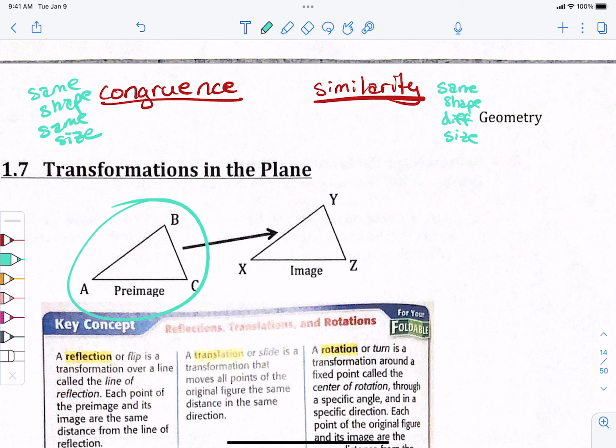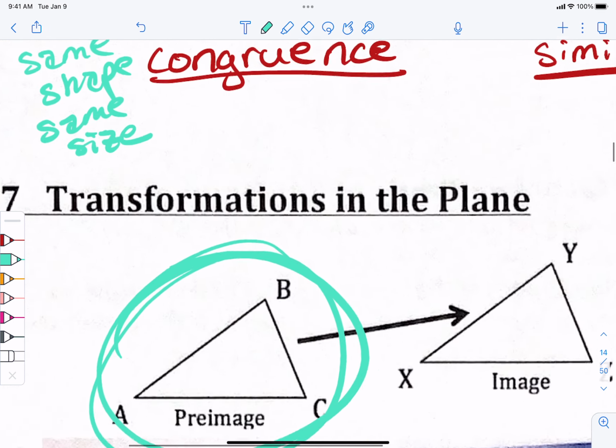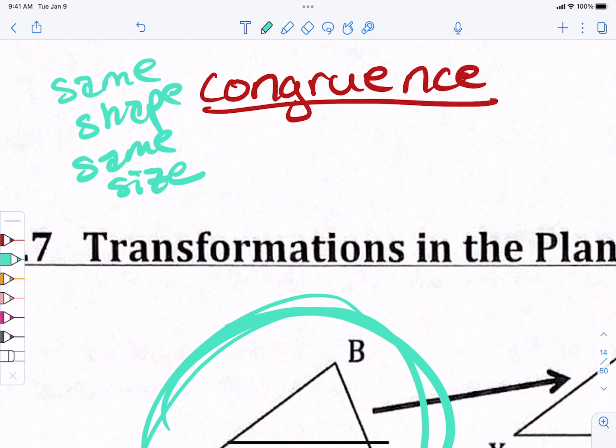So there are different things that you can do to an object like a triangle to remain congruent, meaning I can do something to this and it stays the same shape and same size. And then there's one thing that I can do to it so that it is the same shape but different size. So let's talk about how I can move this. These congruence transformations are what we're going to talk about today.